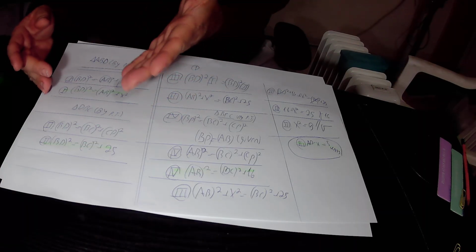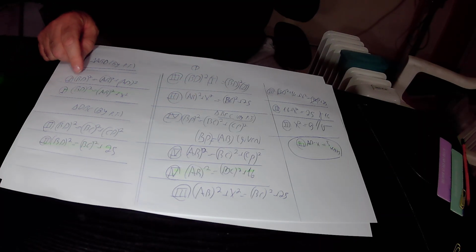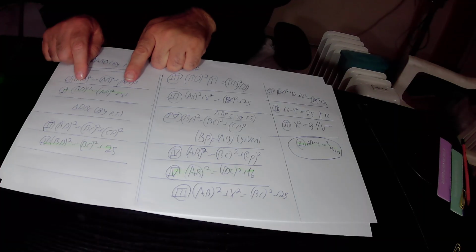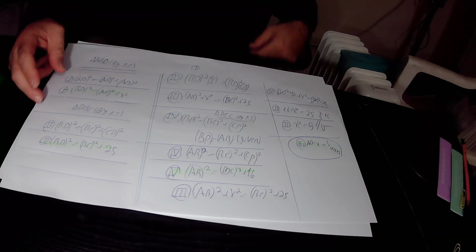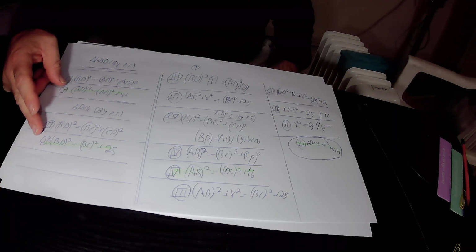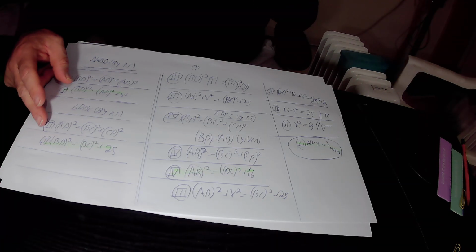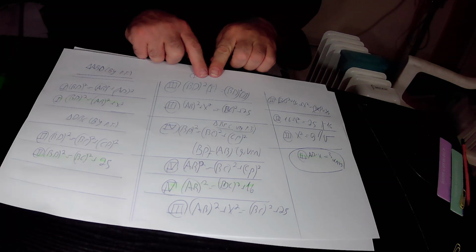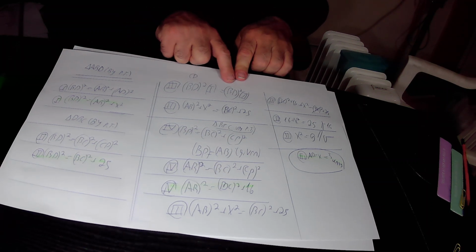This is according to equation 2, while according to equation 1, we already found that BD squared equals AB squared plus x squared. So we have two different equations for BD squared, equation 1 and equation 2. Therefore, we create equation 3, which states that BD squared according to equation 1 must be equal to BD squared according to equation 2.